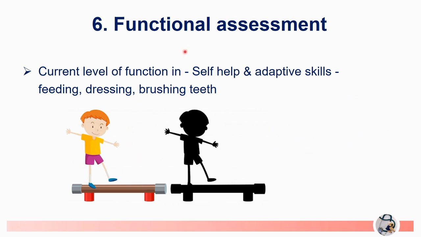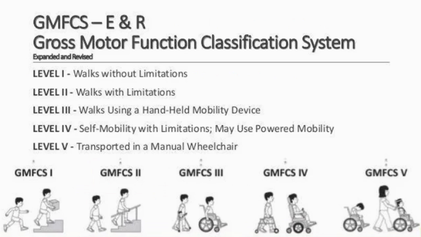Then number 6, functional assessment is important. Here you should check the current level of functioning. This means the self-help and the adaptive skills, how much adaptive skill the child has, like feeding, dressing, brushing teeth, all these you can see. Broadly you can follow the gross motor function classification system and label the child as level 1 to 5 depending upon the capacity or ability to walk. So this gives you another classification for cerebral palsy. This also you have to check.